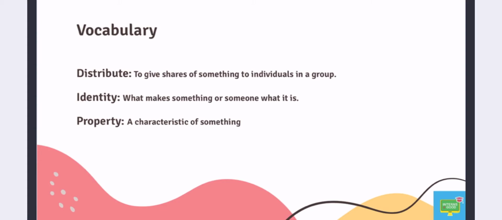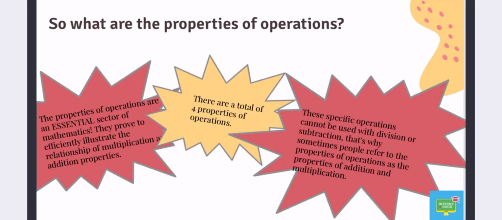The vocab for this unit are: distribute, to give shares of something to individuals in a group. Identify, what makes something or someone what it is. Property, a characteristic of something. So what are the properties of operations?